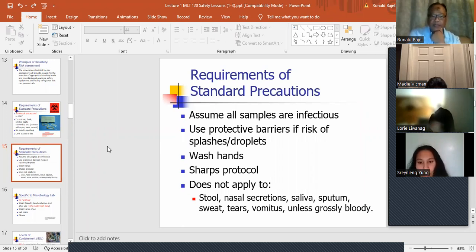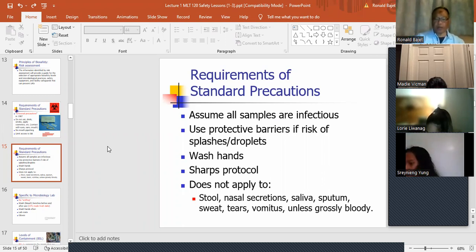These standard precautions don't apply to the following specimens: stool, nasal secretions, saliva, sputum, sweat, tears, and vomit, unless it's grossly bloody. These specimens are not considered biohazardous. I think there's one missing in there, like urine. Urine is not considered biohazardous.